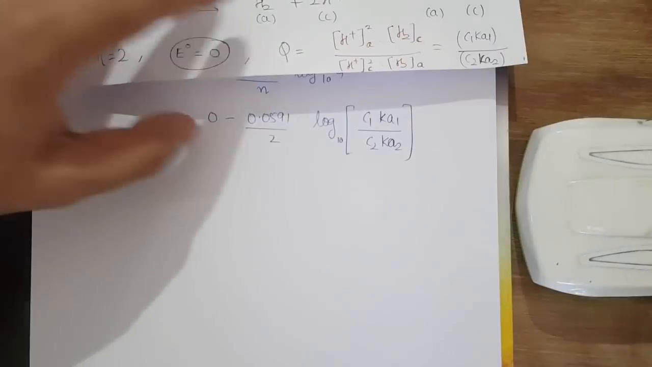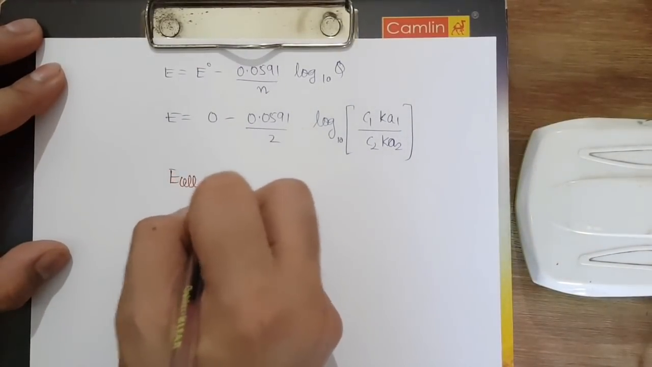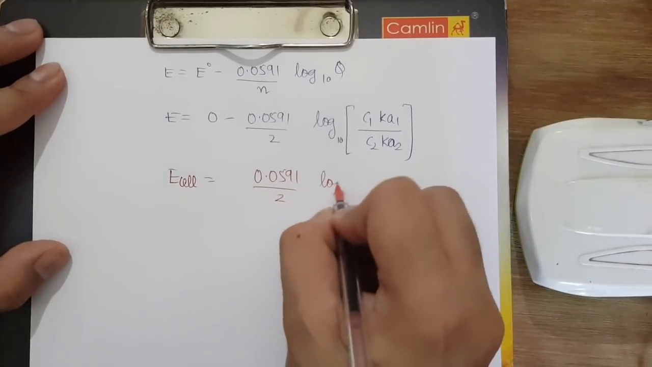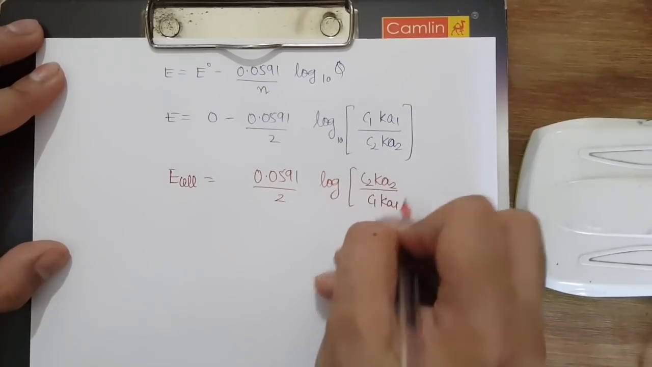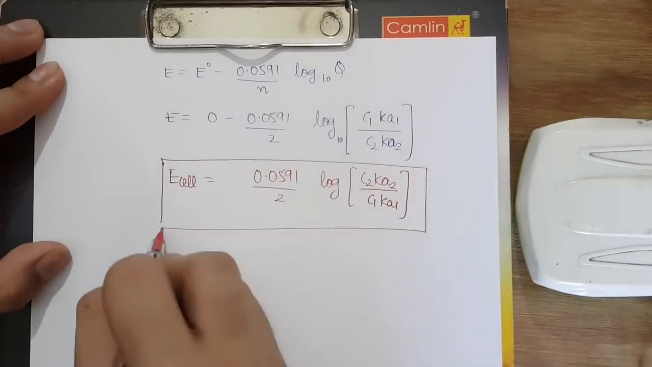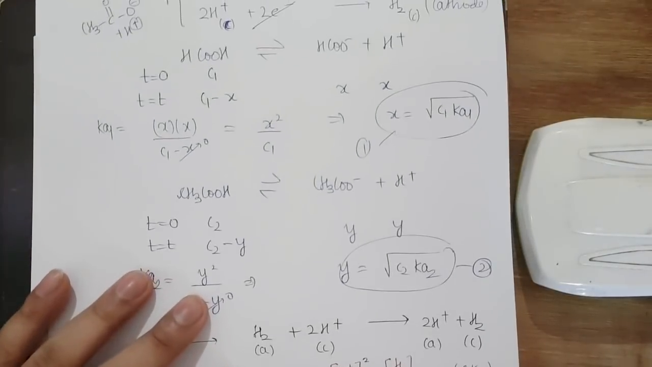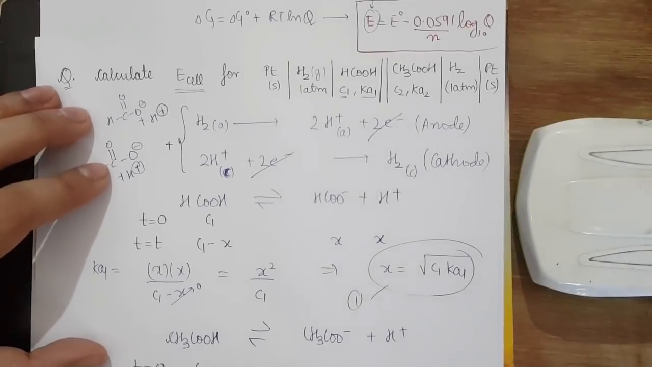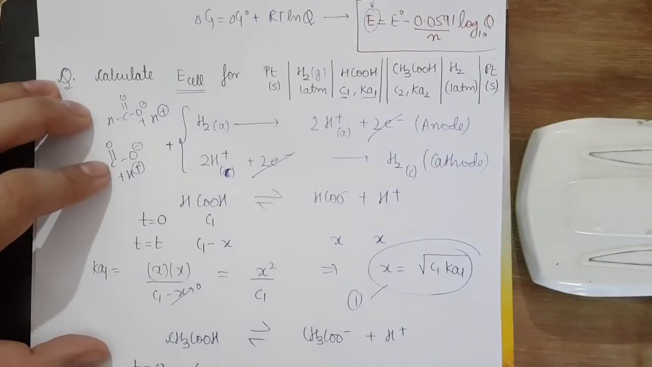So what is the final correct answer for this question, which has been asked to find out the value of E cell? That is equal to 0.0591 upon 2 log of C2 Ka2 upon C1 Ka1. So this is the value of E cell for this question. So the first part is complete here, that is the Nernst equation. A very basic, very important question has been discussed here regarding the combination of ionic equilibrium and moreover the electrochemistry, which is one of the most favorites for JEE.